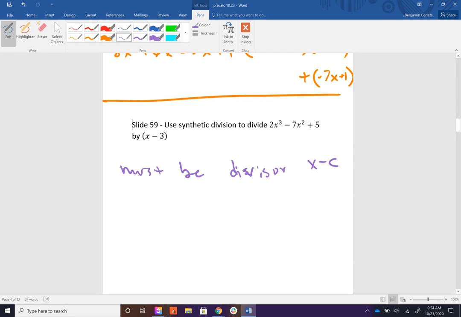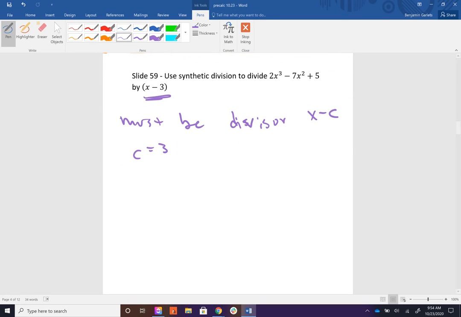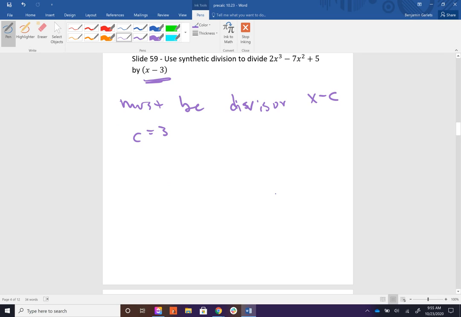So in this specific circumstance, we see that, right? This is x minus 3, so our c value is 3 for this specific example. And we've got this cubic polynomial, 2x cubed minus 7x squared plus 5. To use synthetic division, you write it a little bit differently. We've got this bracket up here, and you put your divisor over here, you put your c value right there.